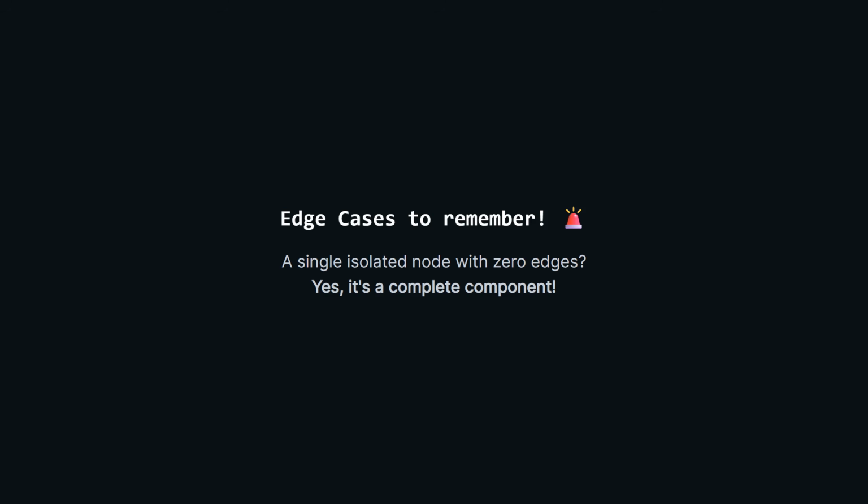One important edge case to remember right from the start. What if we have a node sitting completely by itself with no edges at all? Well, technically, it is connected to all 0 of its friends. So a lone node is actually considered a complete component of size 1.